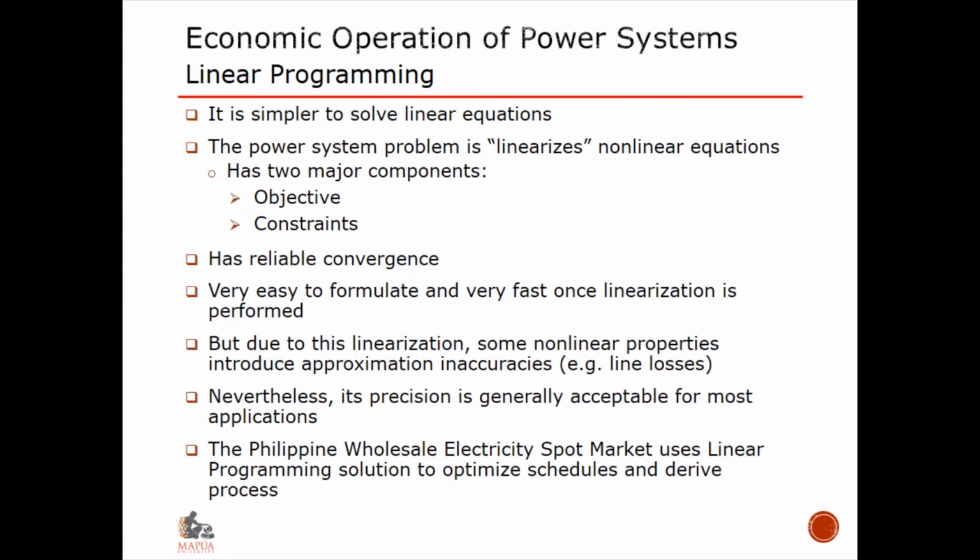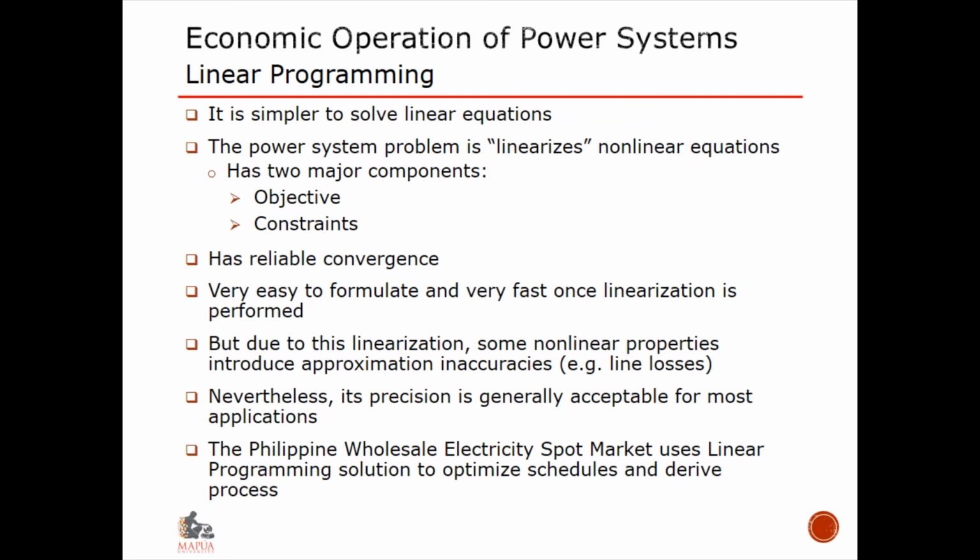Now, linear programming is mostly used by a lot of industries or jurisdictions around the world because it's always simpler to solve linear equations. What it does is the power system problem, which is again quadratic, is being linearized. So it linearizes nonlinear equations to eventually form a set of equations that has two major components. You have to have the objective, and you have to have the constraint.